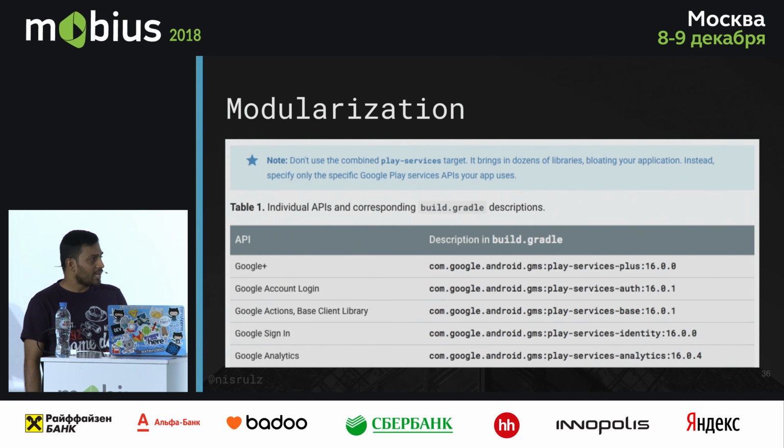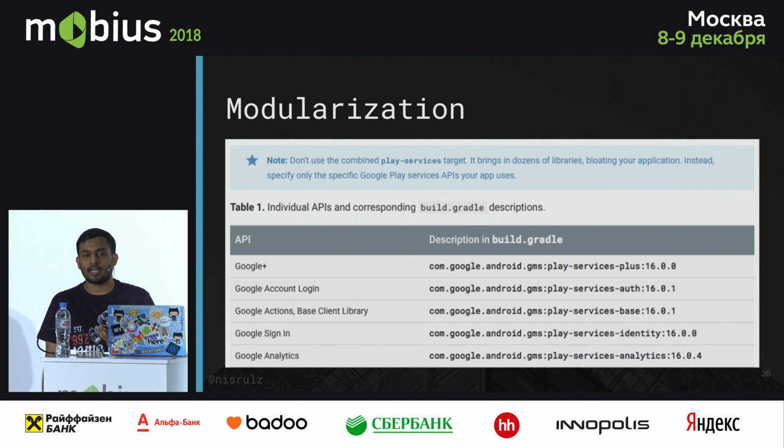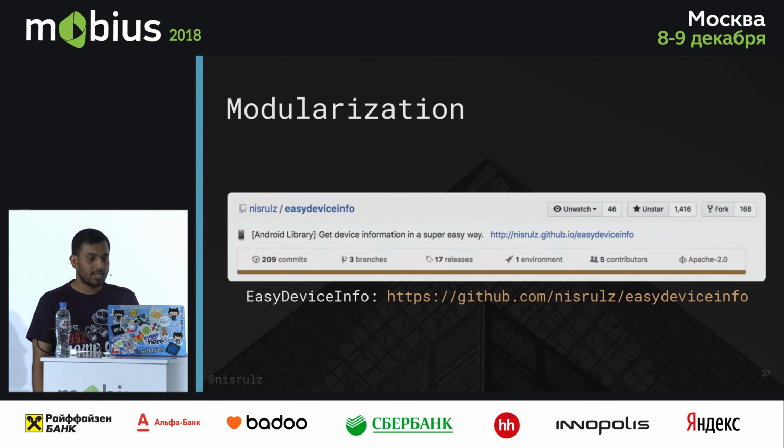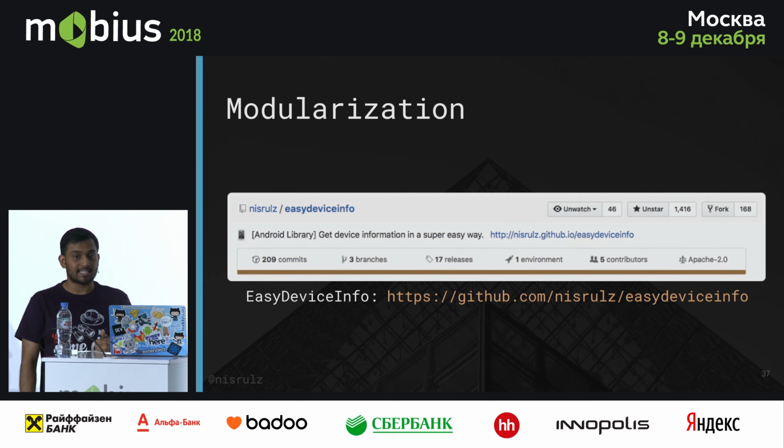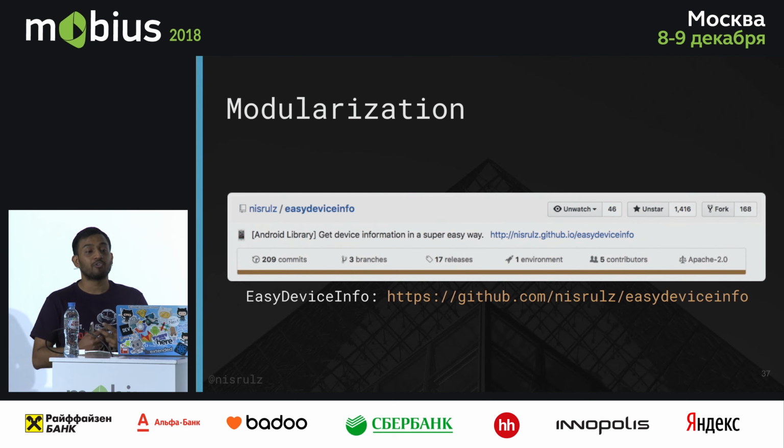Now, while I was looking at that, I was thinking that if I wanted to do this on my own, how would I do it? So it turns out I have a similar kind of problem in my library too. This one is called Easy Device Info. I built this library, and it is basically used to get device information. One of the things that it does is it tries to pull the advertiser ID. Now, to get the advertiser ID, we need to have Google Play Services, because that's a proprietary API.